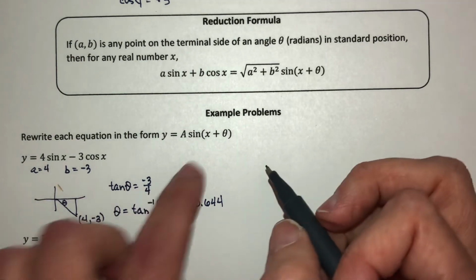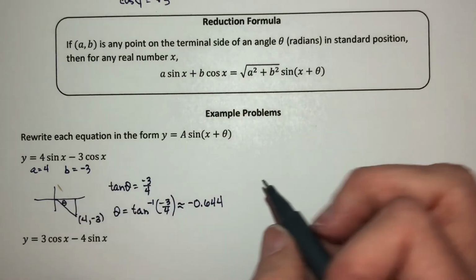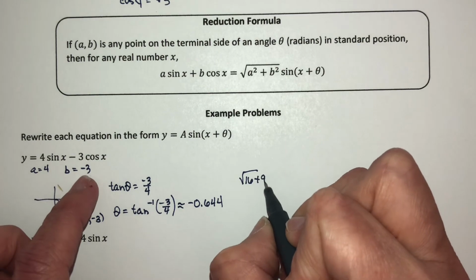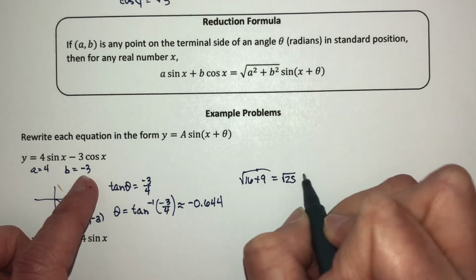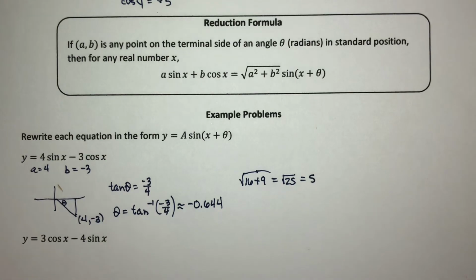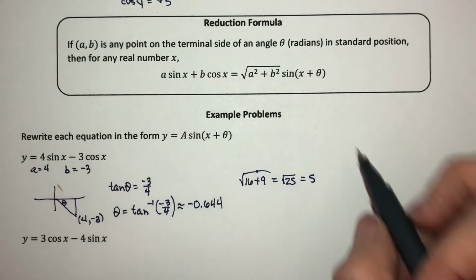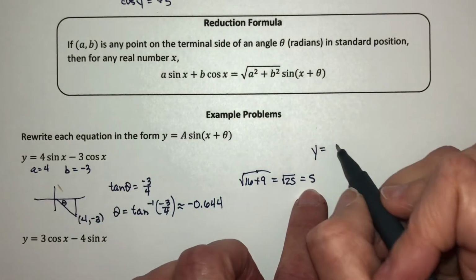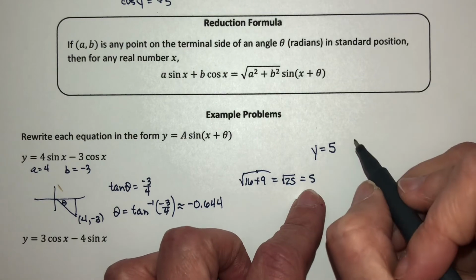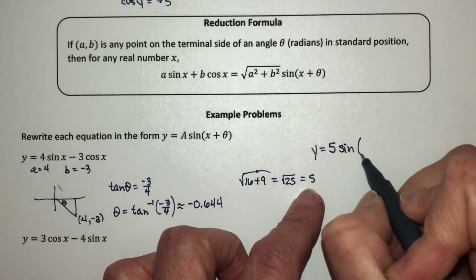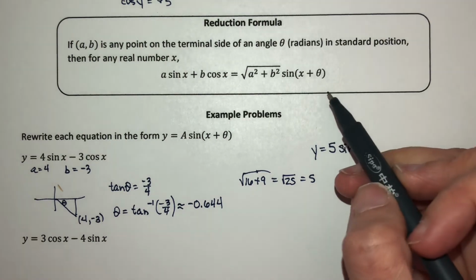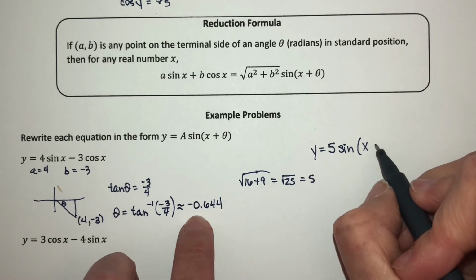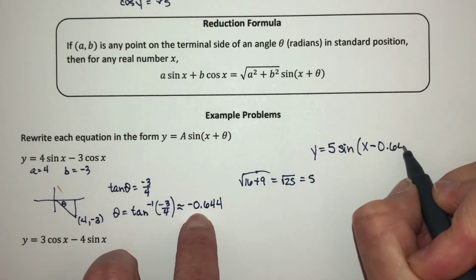So one more part, we need the square root of A squared plus B squared. That will be 16 plus 9, which is the square root of 25, so it's 5. So how can I rewrite this in this form? Y equal to the number in front, which is going to be 5, times sine of x plus theta, which is a negative, so minus 0.644.